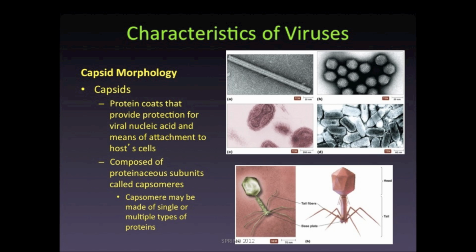The viral nucleic acid contains the information needed to have the host cell synthesize capsid proteins for new virus particles.